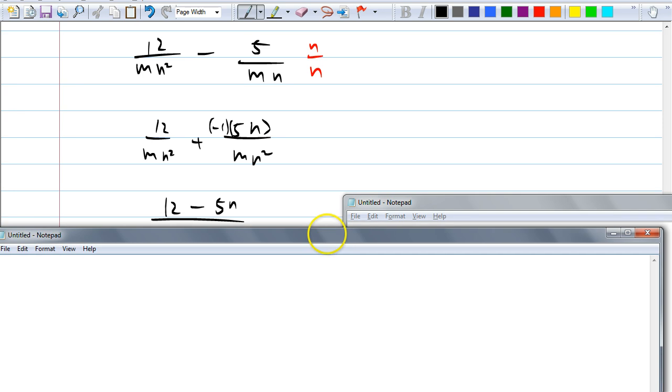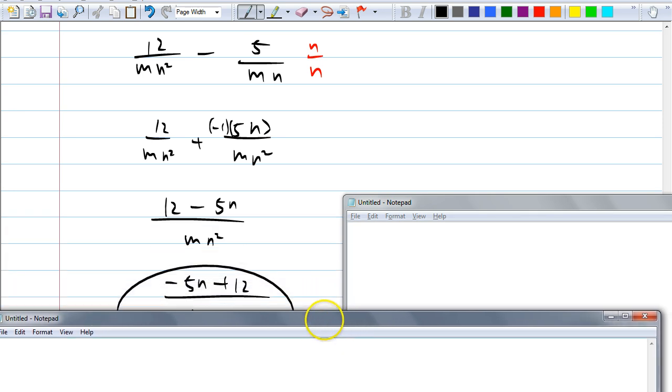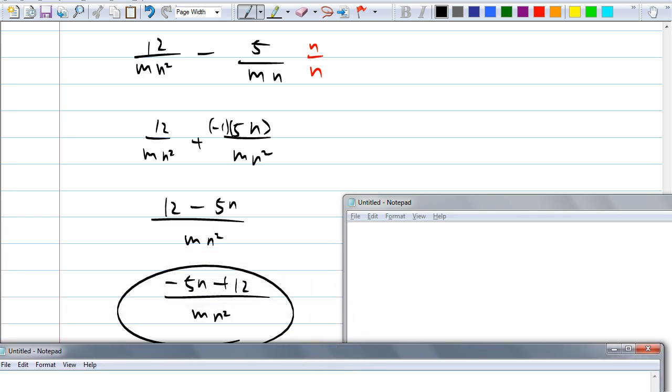Exactly, I get -5n. Good, you wrote it in standard form: -5n plus 12 over mn squared. How many people got -5n plus 12 over mn squared? Any questions? Guys, can I cancel out this n right here and n squared over here?